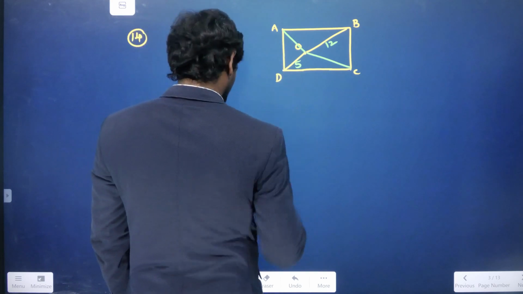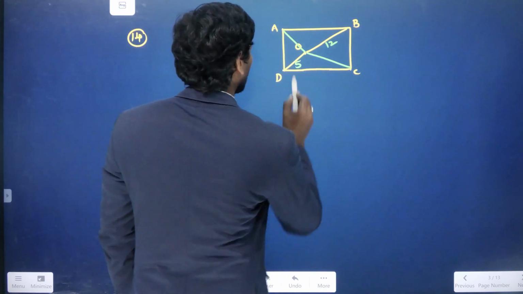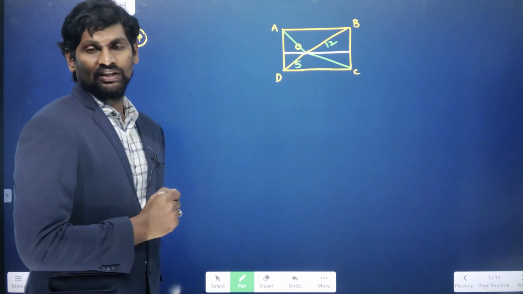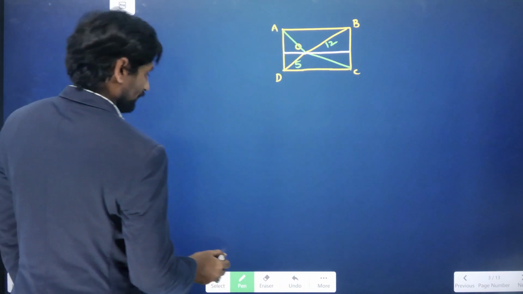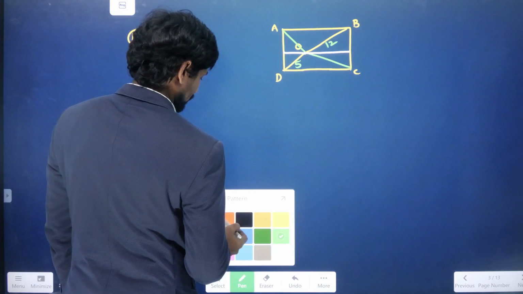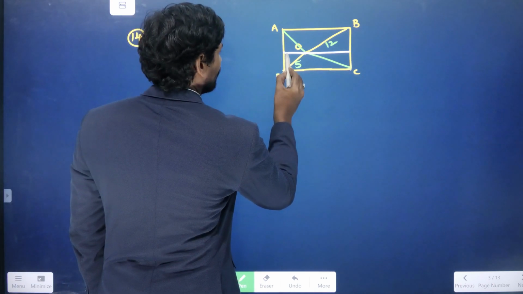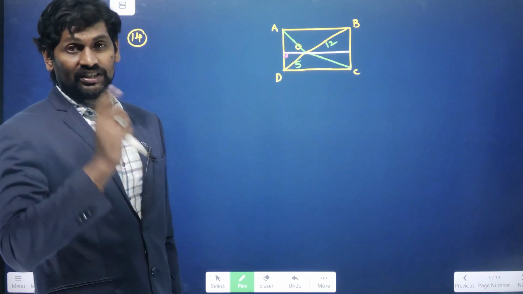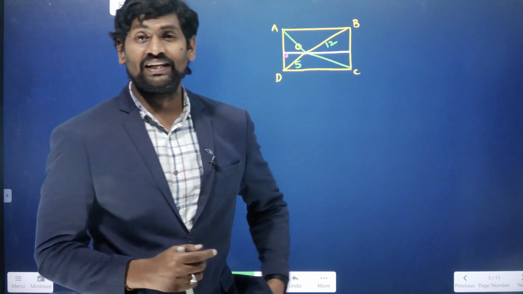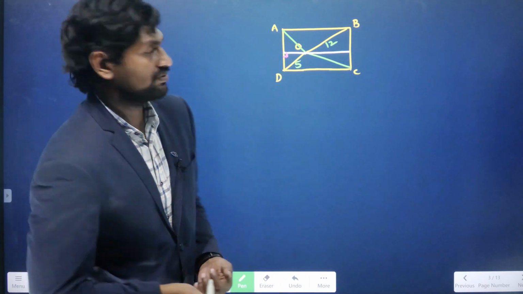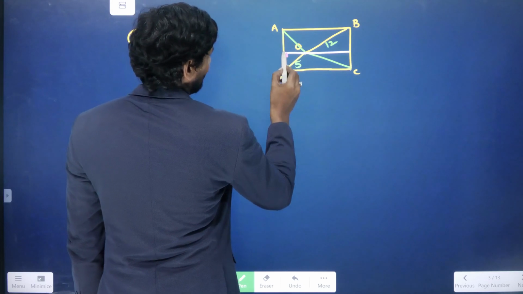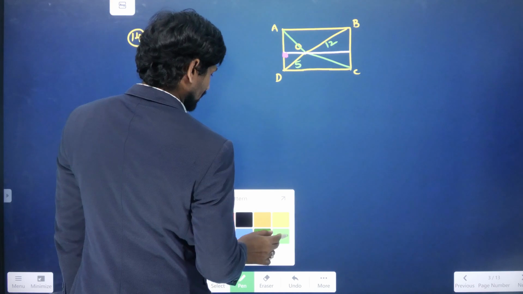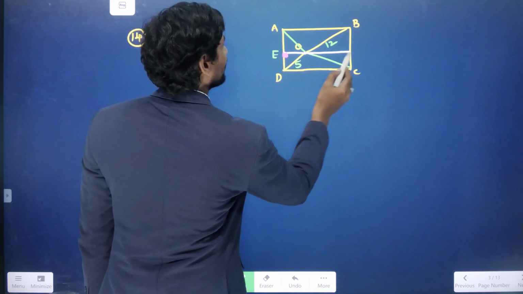Let us try to take a parallel line. Okay, I am just taking a parallel line here. And here the angle will be 90 degrees because AB and CD are also parallel. In a rectangle, opposite sides are equal as well as parallel. So here angle A is 90 degrees. Obviously, this parallel line will also give you a 90 degrees angle. I am naming it E and F.